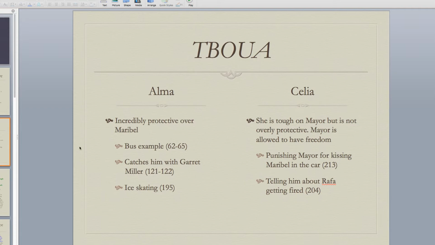So for me, if I was going to write about Alma, I'd want to come up with just a brief little list of moments that would prove how overprotective Alma is of Maribel. And the first one that came to mind is the bus example, when she gets stuck on the bus and is really, really frantic about finding Maribel or getting to the apartment before Maribel does.